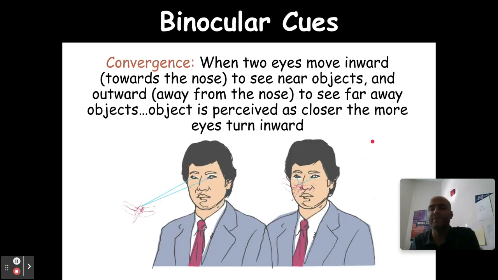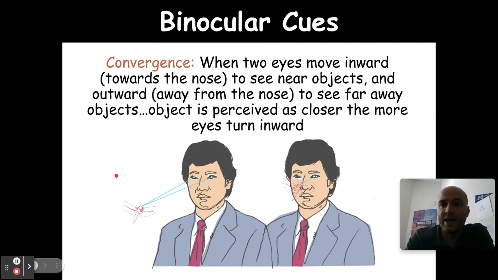Okay, now we're going to move on to binocular cues. Binocular obviously means two, bi, so you need two eyes to be able to perceive depth with these cues. There are only two, okay? So if you're ever asked a question about binocular cues, you know it has to be either convergence or what we're going to get to next, retinal disparity. So that will help you narrow things down if you're ever asked about them.